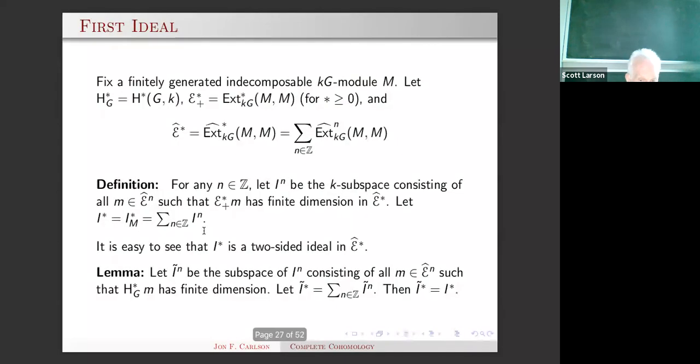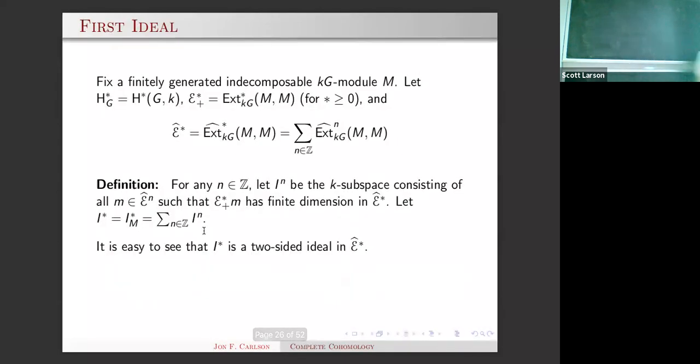So, John, one question here. So it's saying that if you look at the negative stuff, it all has finite dimension? Oh, I'm sorry. Sorry. Never mind. I retract my question. All right. Okay.